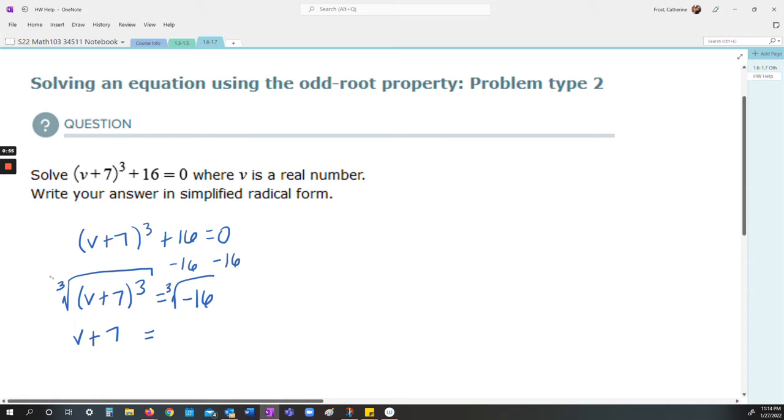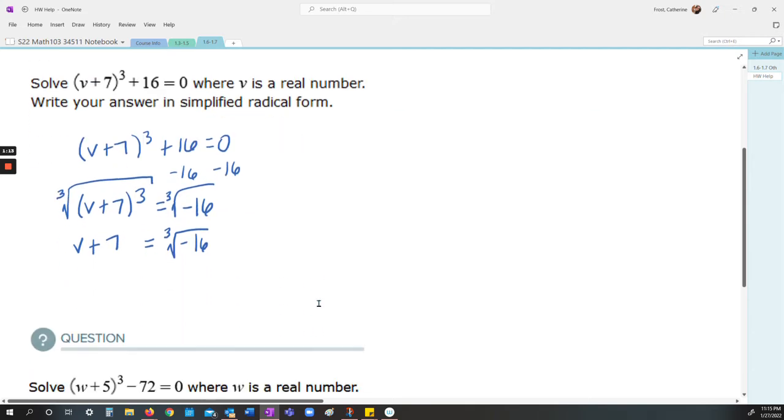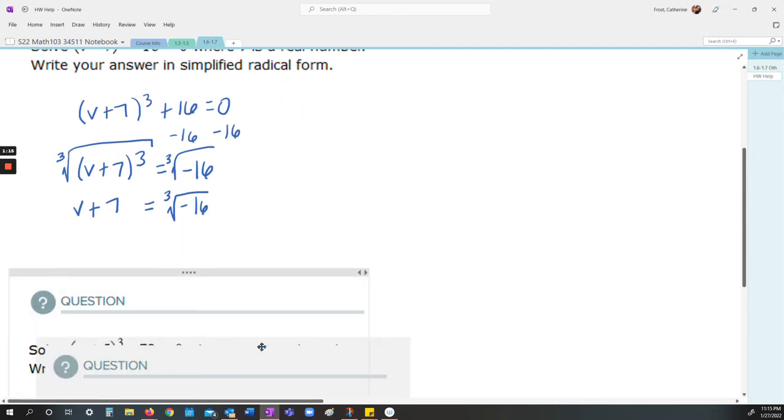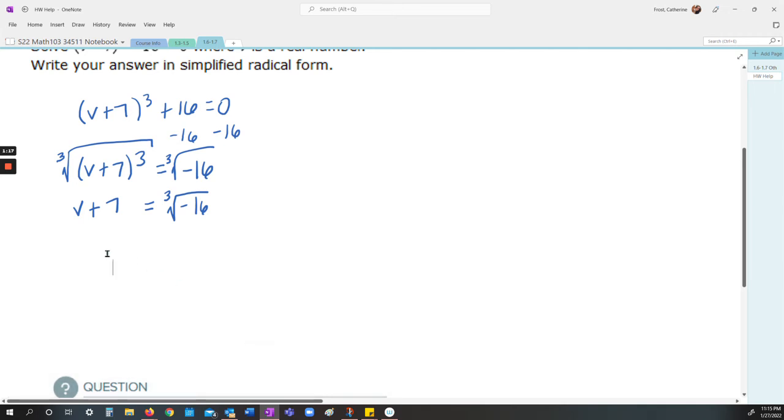It's only if you have a fourth root, square root, something where you're trying to undo an even exponent that you get the plus or minus. Okay, anyway, so cube root negative 16. Now we need to subtract that 7, and then deal with this cube root and simplifying this cube root. So we get negative 7 plus cube root negative 16.